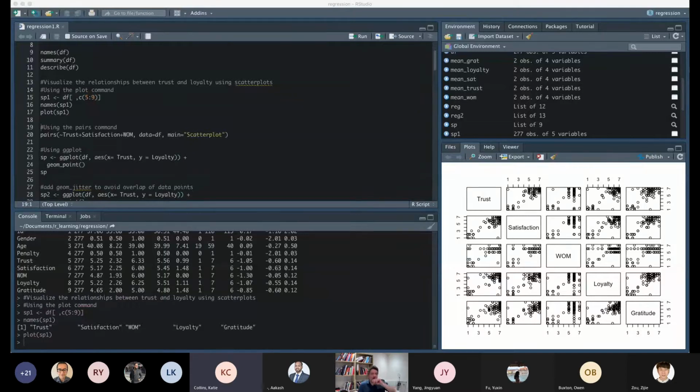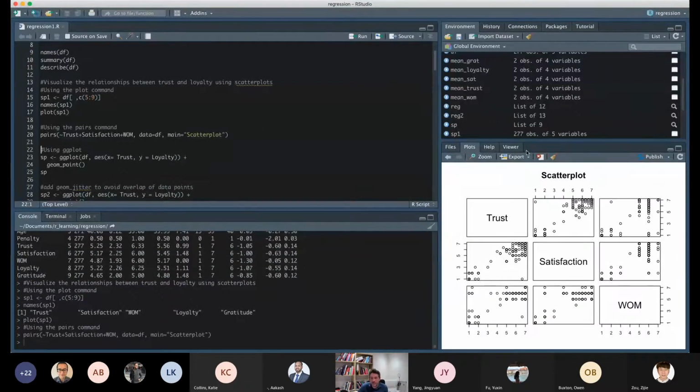The second easy way of doing scatter plots is the pairs function. So that's this one. And what you do is define your variables, similar to how you define them when you do a regression. So there's a tilde sign, then trust plus satisfaction plus word of mouth. You choose your data file, data df, and then this is just a title. If you run this, you get a scatter plot again for the variables you selected. So those are easy ways of doing scatter plots.